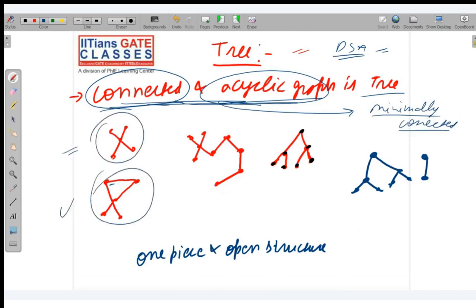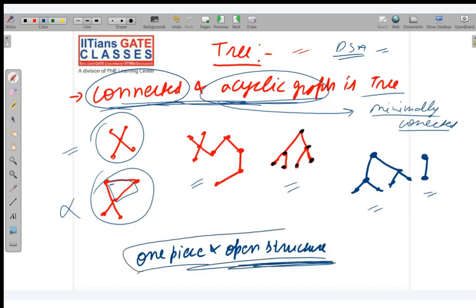So this is a tree. Is this a tree? No, because there is a cycle. Is this a tree? Yes. This is a tree. Yes. This is a tree. Yes. So all are trees except this one. It should be in one piece and it should be an open structure. This is the basic terminology, an informal definition. Take a snapshot, I will jump to the next slide.